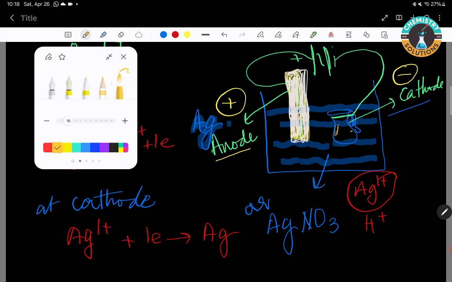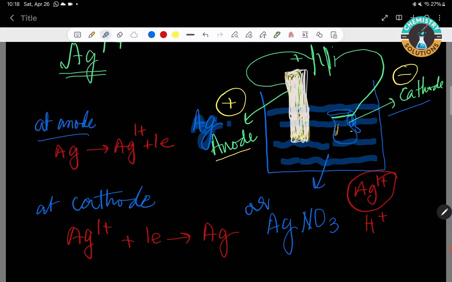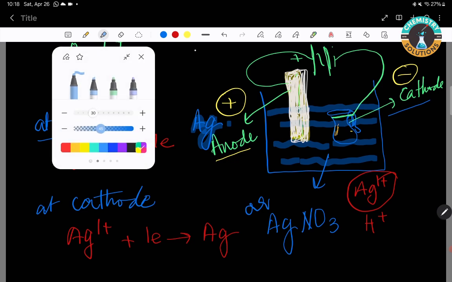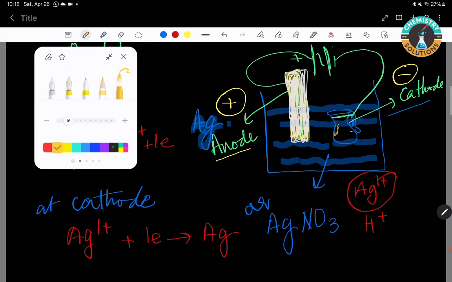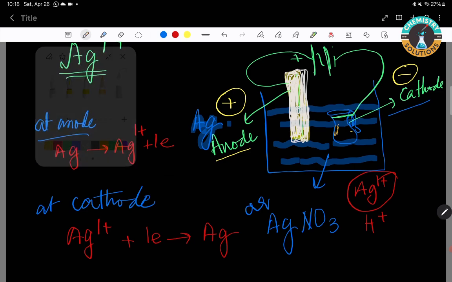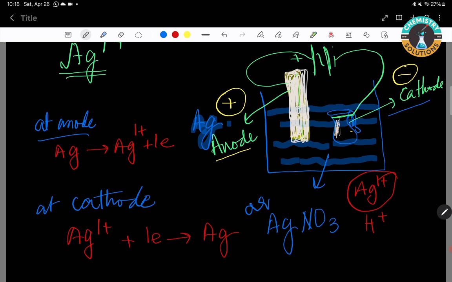Let me take the color. Okay, I will take this color here. This jug will start to be electroplated like silver metal with the passage of time. So this one is the jug which is plated with silver. So silver plating is done by doing this experiment. So this is the end of this part.